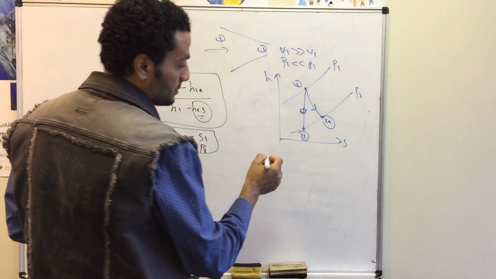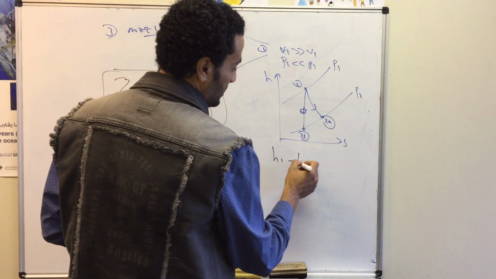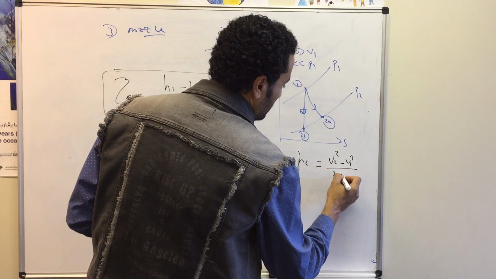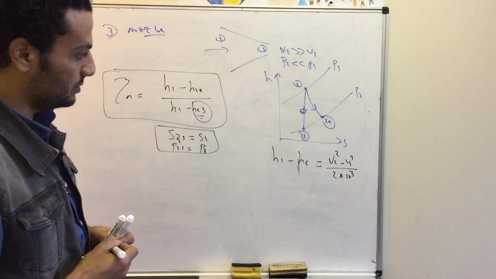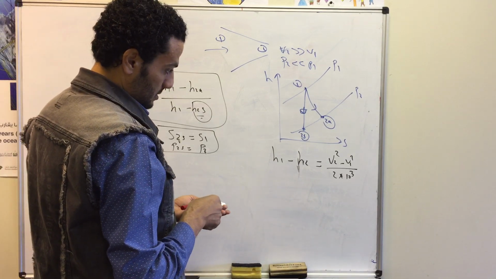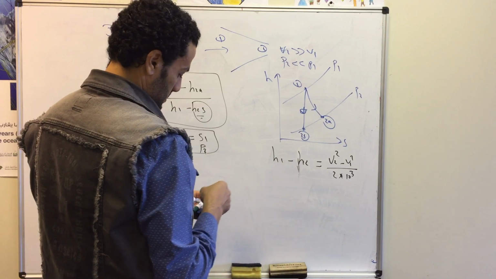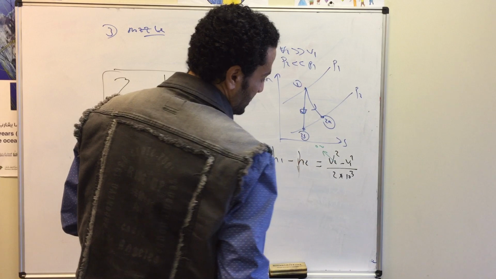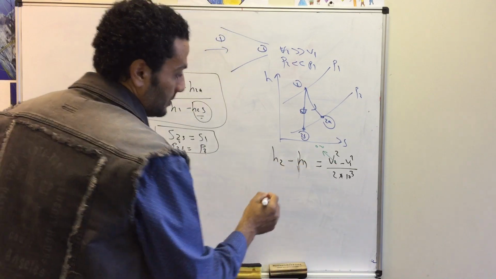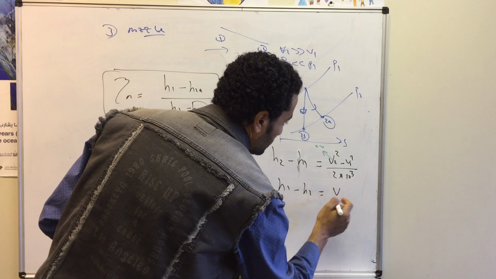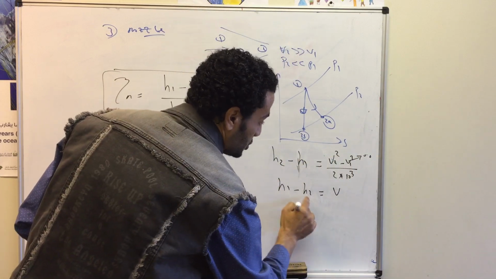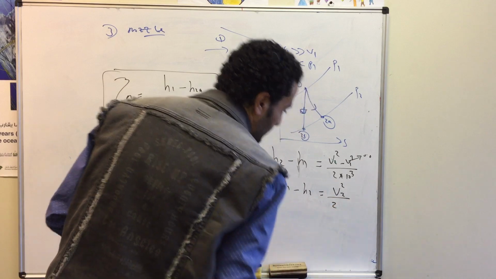In the case of a nozzle, if we apply the first law of thermodynamics, we can reduce the energy equation to H1 minus H2 equal to V2 squared minus V1 squared divided by 2, and we have to divide by 10 to the power 3, as we said, to keep the same units. But the velocity V1 is much less than V2, so we can neglect it. So for a nozzle, H1 minus H2 is equal to V2 squared divided by 2.